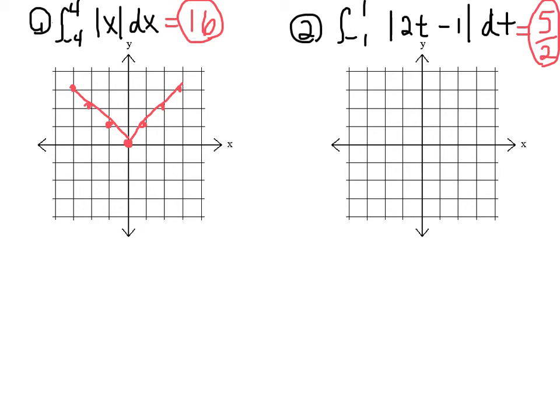This will be a step-by-step tutorial of the answer key to the homework that you did last night. Now what I want you to do is check each question. If you look right now at the top, number 1 has a 16 next to it in red and number 2 has a 5/2 in red. Those are the answers.